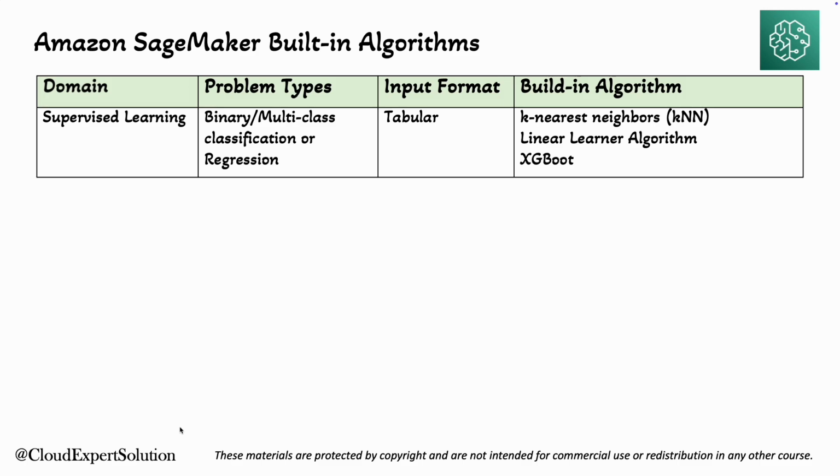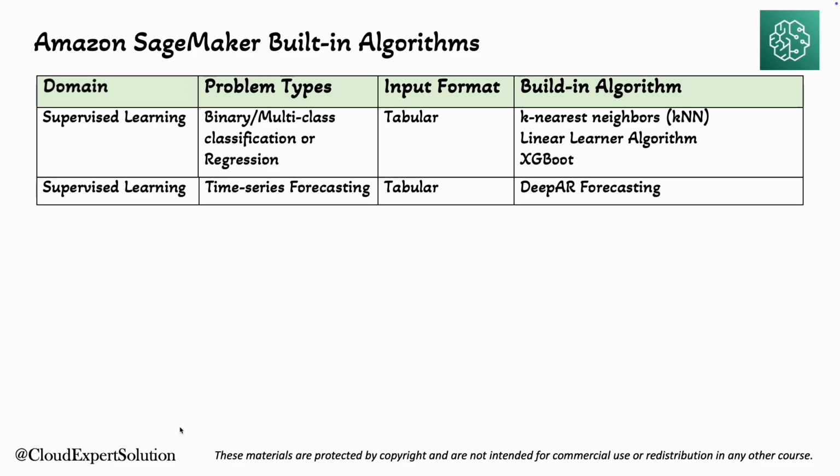To start with, we have supervised learning. Here the problem type could be if you want to perform binary or multi-class classification or regression, then the machine learning algorithm will be k-nearest neighbor or KNN, linear learner algorithm, and XGBoost. For all these algorithms, the input format will be tabular format. That means you have to input the data in tabular format. Next, in supervised learning, if you want to perform time series forecasting, then the algorithm name will be DeepAR forecasting, and again the input format will be tabular.